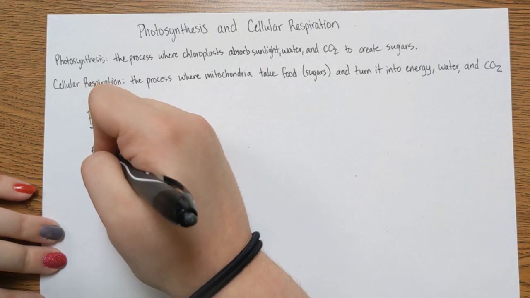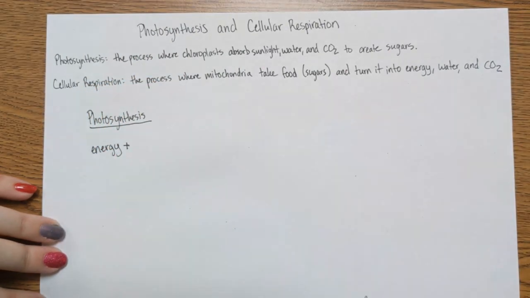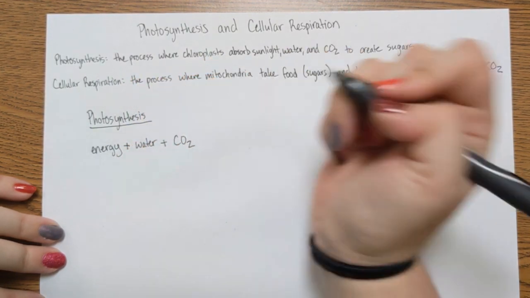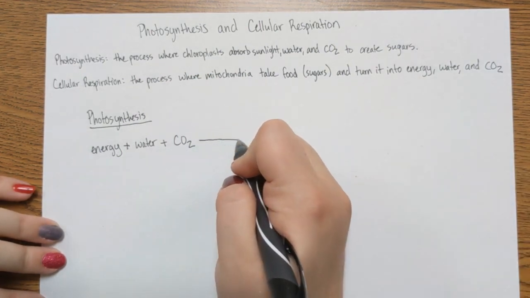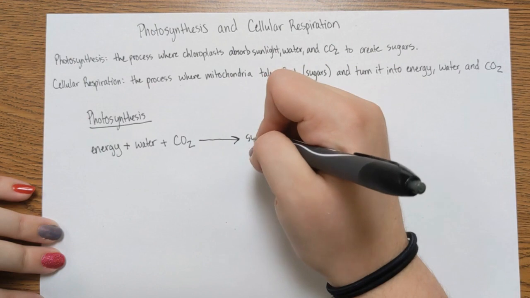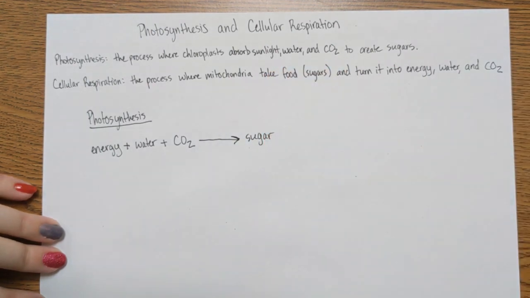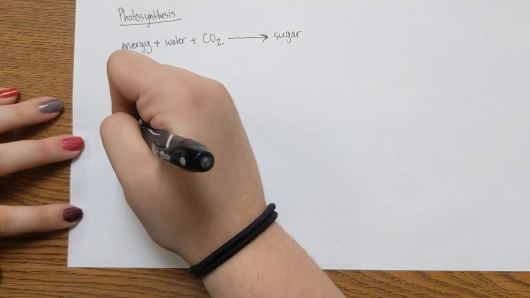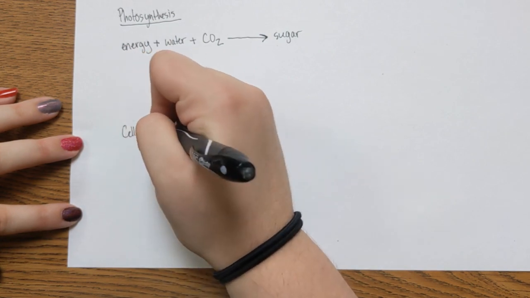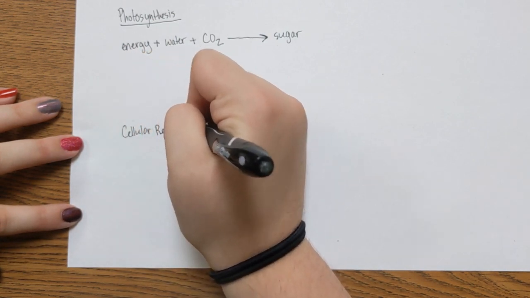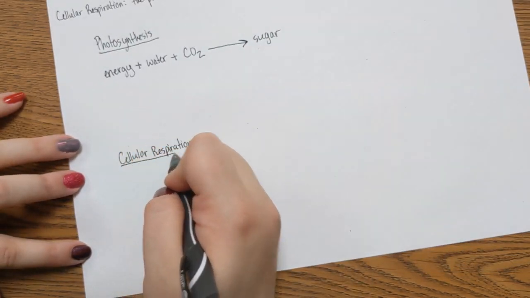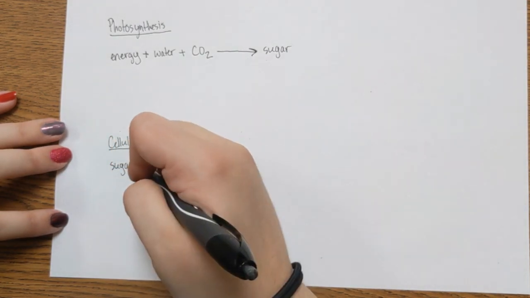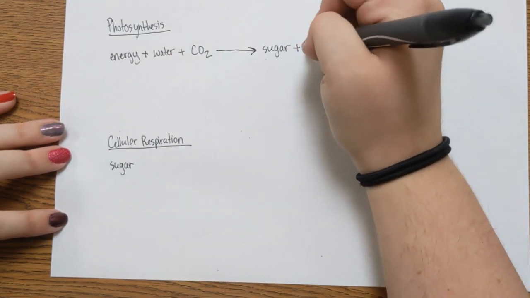We're taking energy plus water plus CO2, again, the stuff that we breathe out, and it becomes sugar. Okay, simple enough. Now, cellular respiration, we'll move down the page a little bit. Does the opposite. They take those sugars. Oh, actually, I also forgot. Sugar, and they actually also make oxygen.